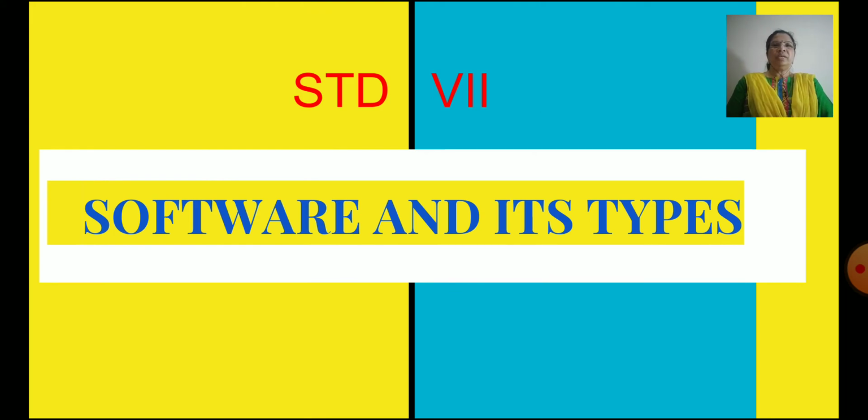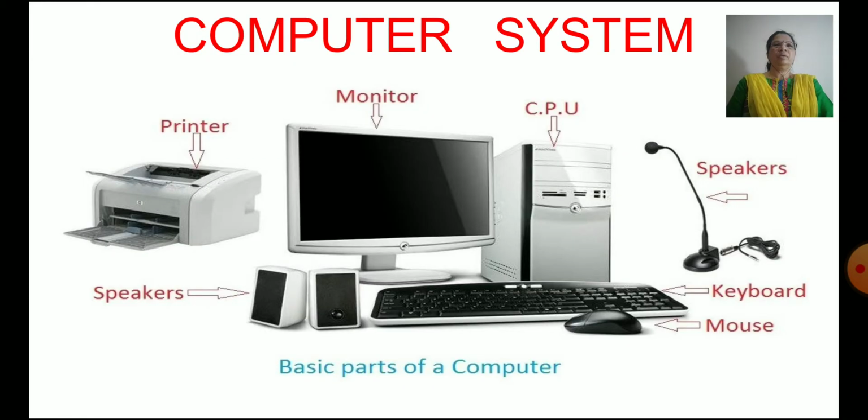Today we are going to learn software and its types. Before that, we will revise what we had learned in the 5th and 6th standard. Computer system. What are the basic parts of a computer? Monitor, CPU, speaker, printer, mouse, keyboard, all basic parts of a computer.